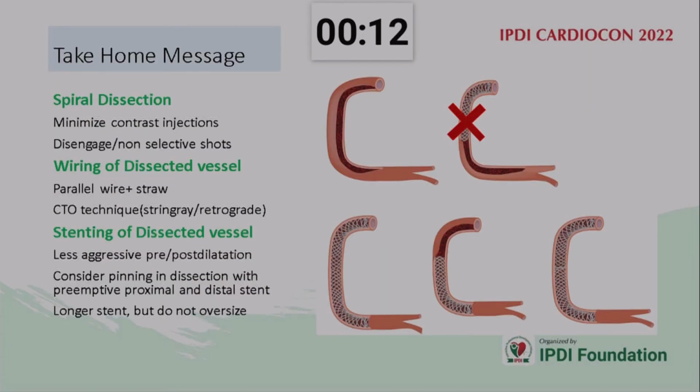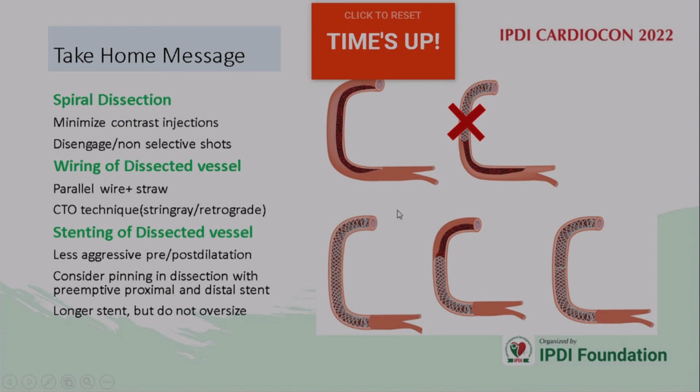So my take-home message is: learn from my mistake. In my cases, I put the stent in the proximal segment first, so the hematoma moved into the distal segment. So we have to seal both the proximal and distal segments. If that is not possible, first we have to stent the distal segment and then the proximal segment to seal both ends of the dissection.